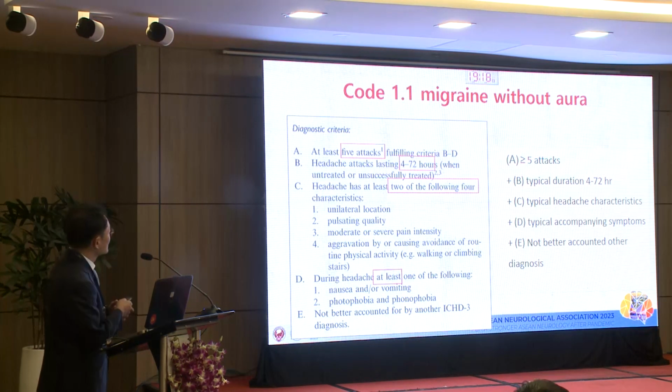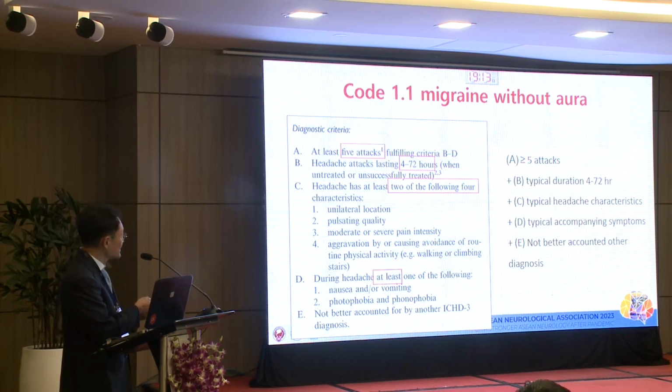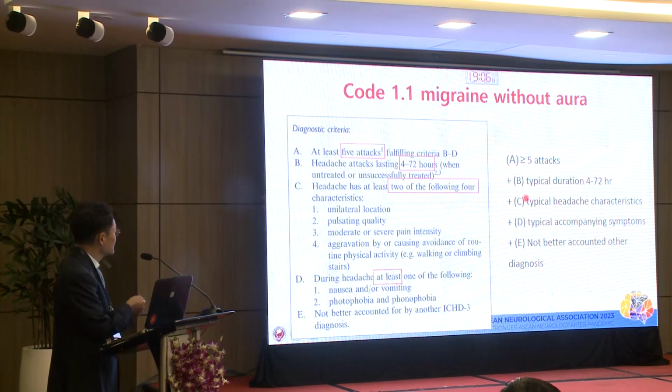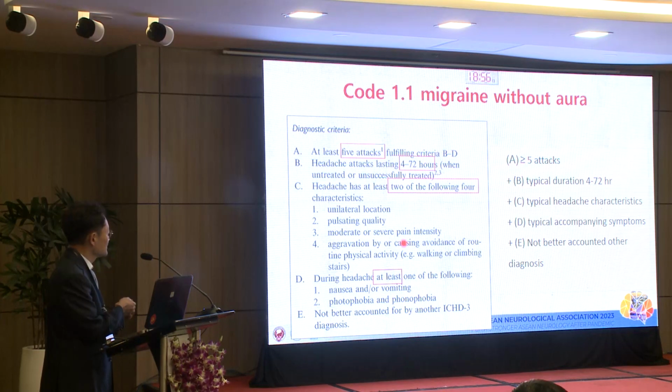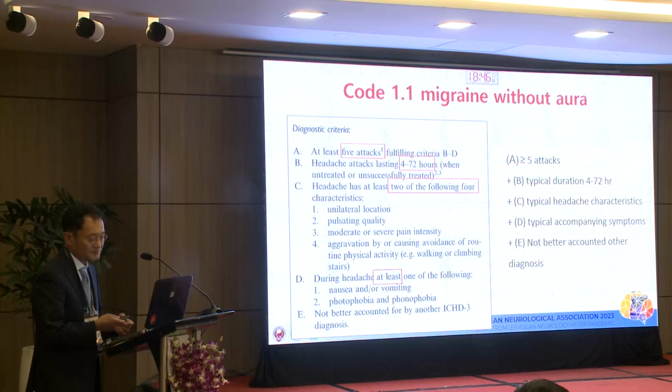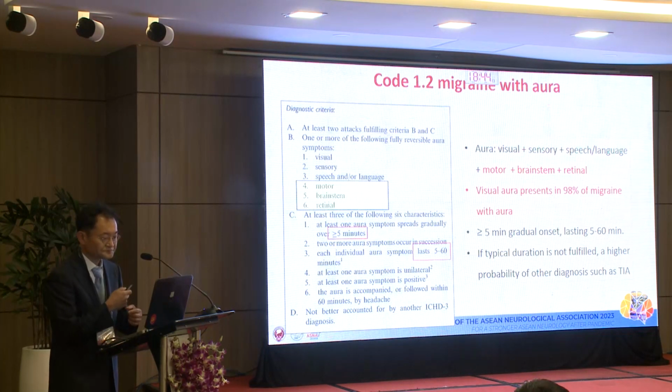This is the migraine diagnostic criteria. It is composed of 5 criteria. A, more than 5 attacks per lifetime. B, typical duration 4 to 72 hours. C, typical headache characteristics, 2 of the following: unilateral location, pulsating quality, moderate to severe pain intensity, aggravation by routine physical activity. D, typical accompanying symptoms, which is very important, 1 of the following: nausea or vomiting, photophobia and phonophobia. E, not better accounted for by other diagnosis.